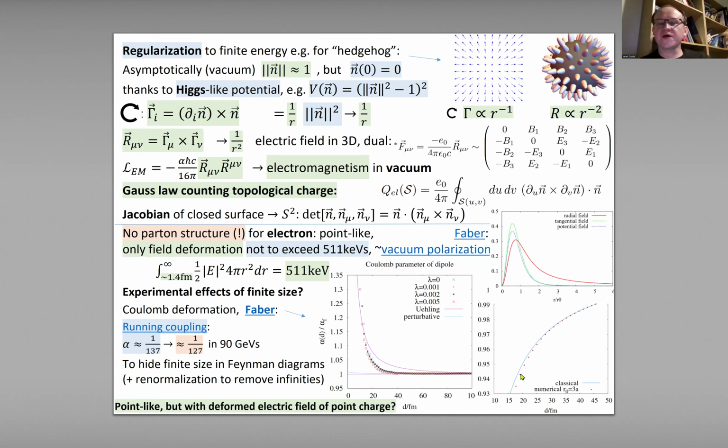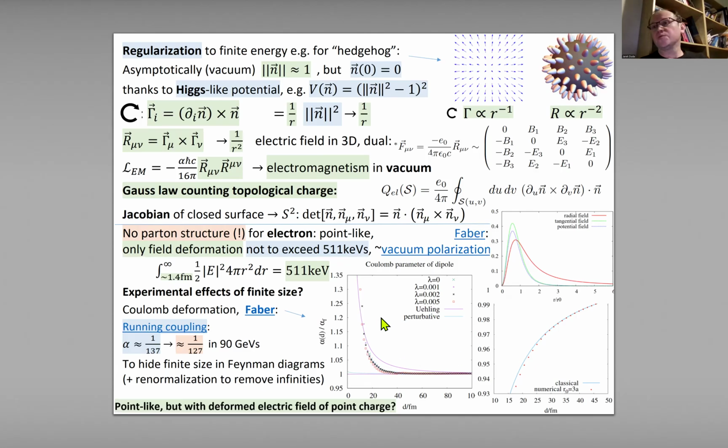That means that the Coulomb force becomes slightly stronger, and this increase of the Coulomb force at very low distance, very high energy, is called the running coupling effect. That alpha grows at very high energy. And Faddeev gets this kind of behavior from regularization.